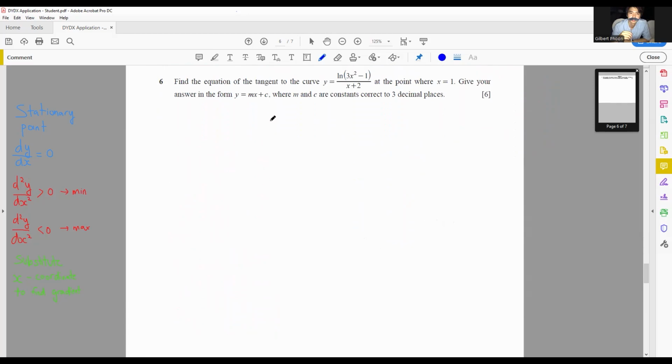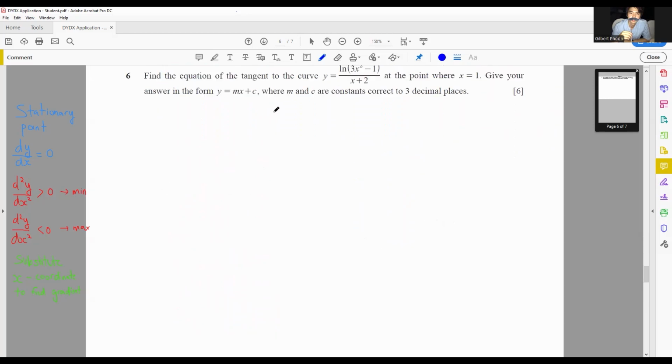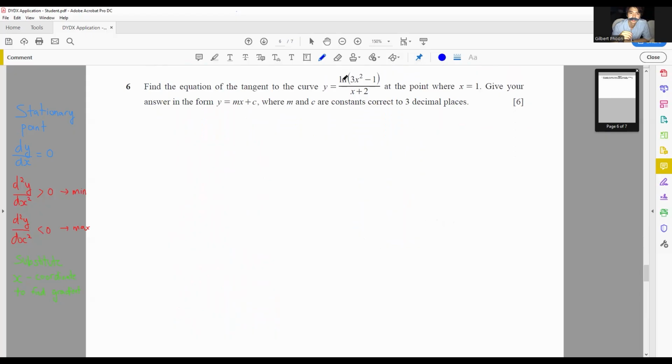Okay, in this next question here, find the equation of the tangent to the curve y = ln(3x² − 1) over (x + 2) at the point where x is equal to 1. Give your answers in the form of y = mx + c. Now, this time, they're going to tell you to give your answers correct to 3 decimal places.